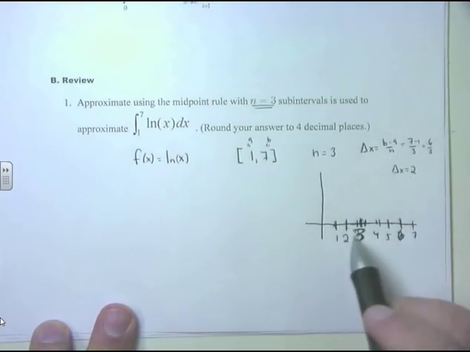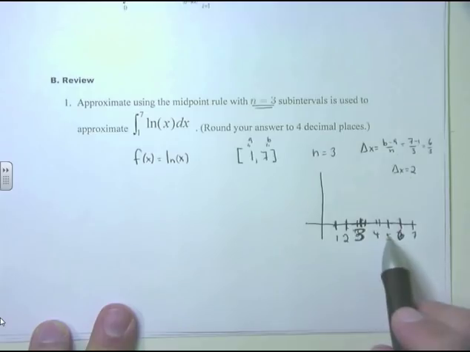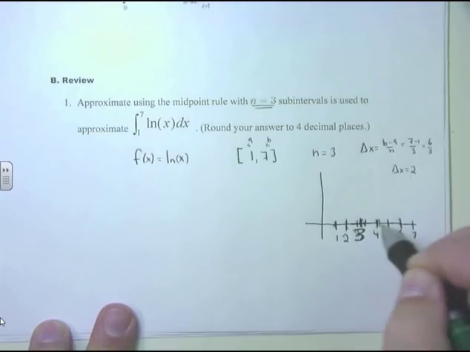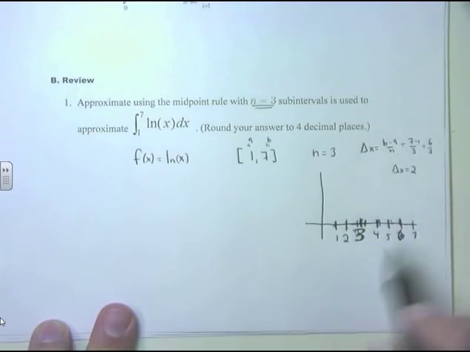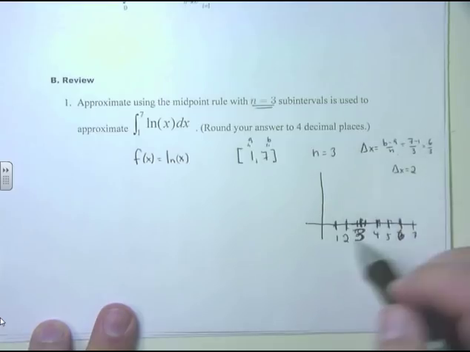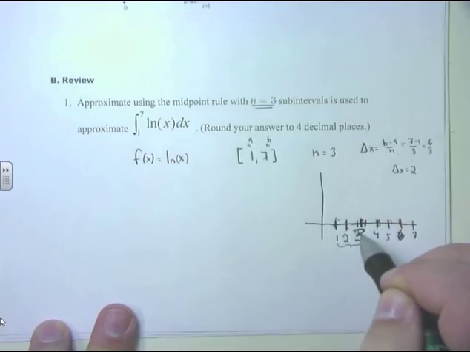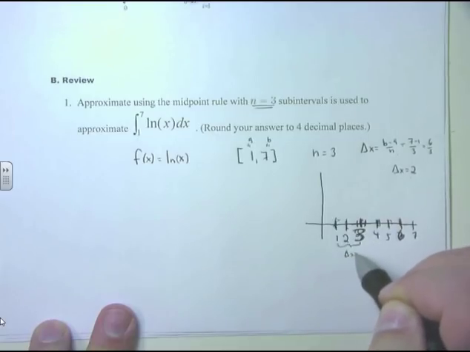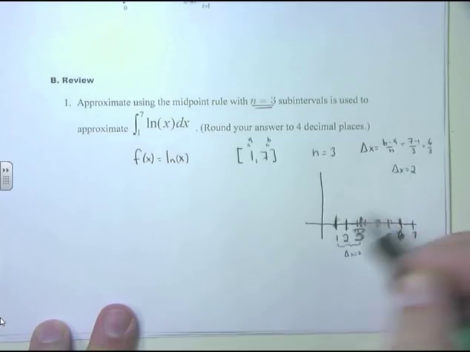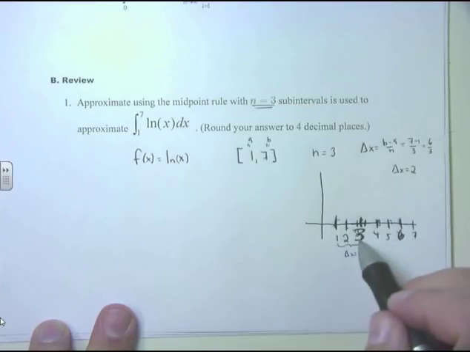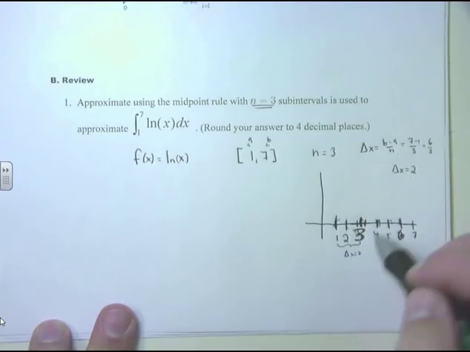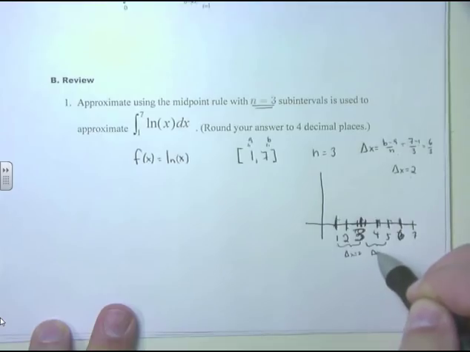Alright, so 1, 2, 3, 4, 5, 6, 7. Here we go. Delta x is equal to 2. So starting at 1, I moved 2 over. So here's 2, so I get 3. Delta x equals 2. And then my next partition, move 2 over from 3. 2 over from 3 is 5, so there's another delta x equals 2.